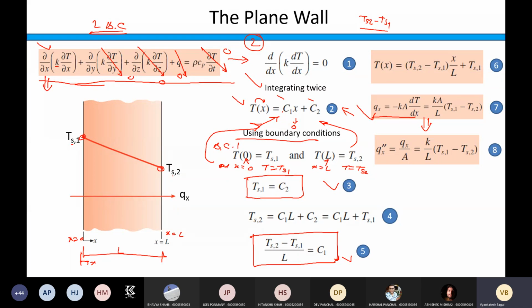Okay. So note down the last form of the expression, that the heat flux will be given by this expression, Qx is KA by L, Ts1 minus Ts2. Fine. So this is about the plane wall.